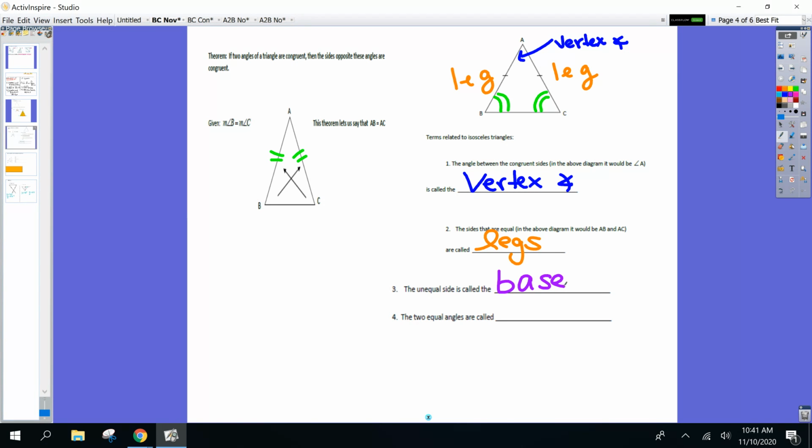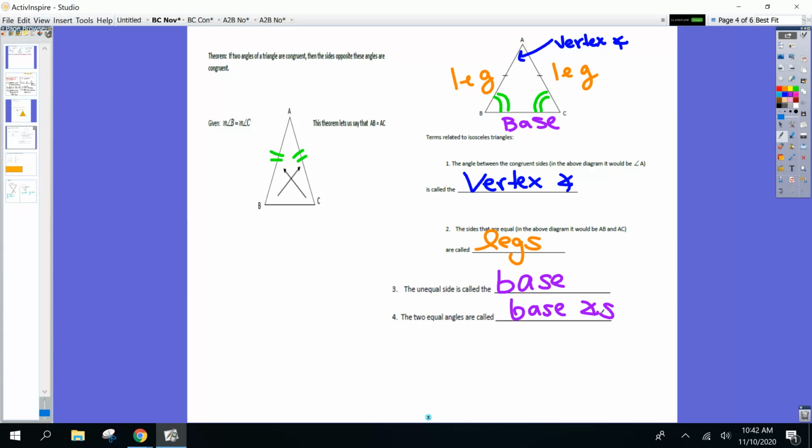And then what about the two equal angles? So in our case, B and C. The two equal angles. I'll help you out. What's in between the two congruent angles? What did we just call that side? In between the two congruent angles, that's called the base. So these are the base angles. Okay, base angles. The two congruent angles are the base angles.